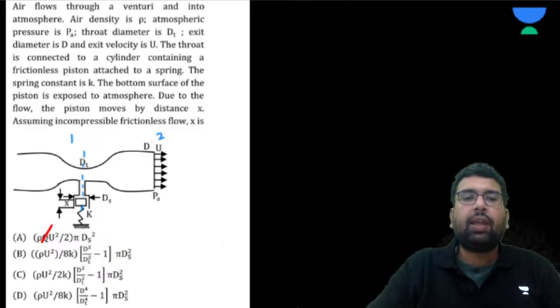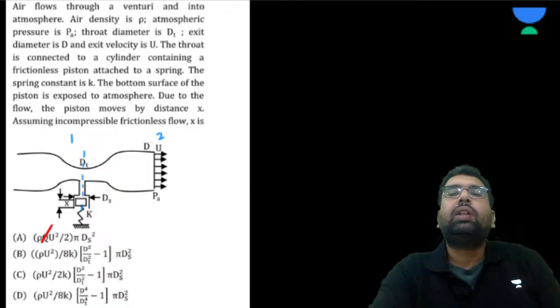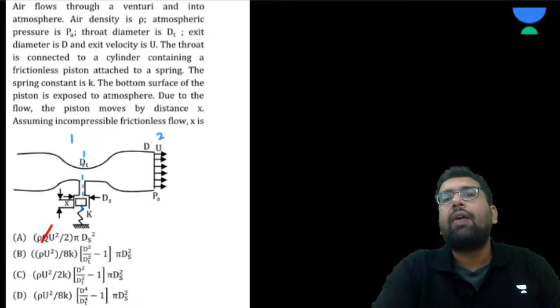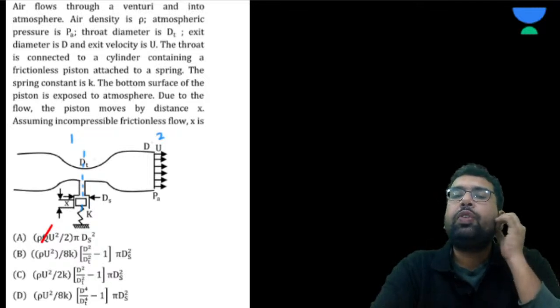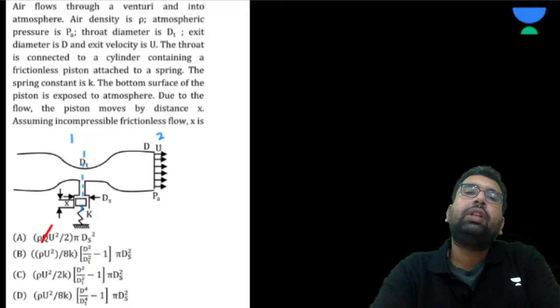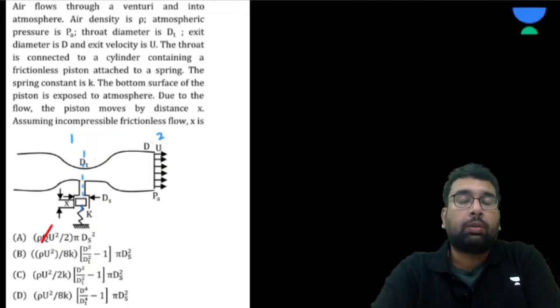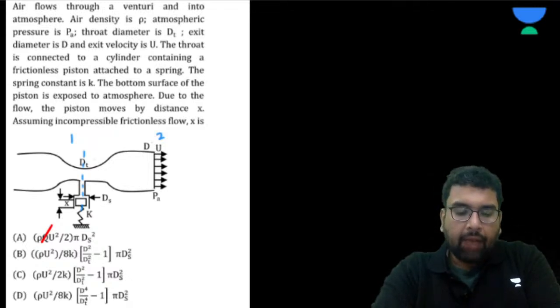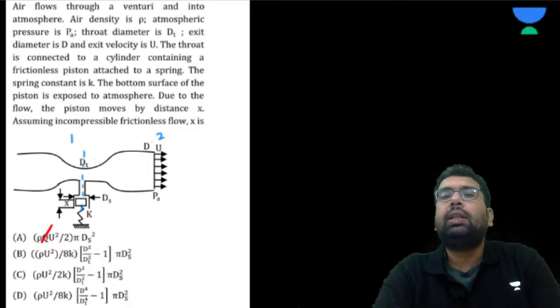If we can find the pressure at section 1 and multiply it with the area, what is the force? Force is pressure times area. When you have the pressure on some surface or area, you can multiply that pressure with the area to calculate the force. And once the force is calculated, you can easily calculate this x.